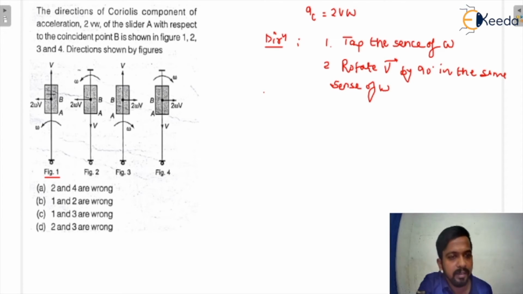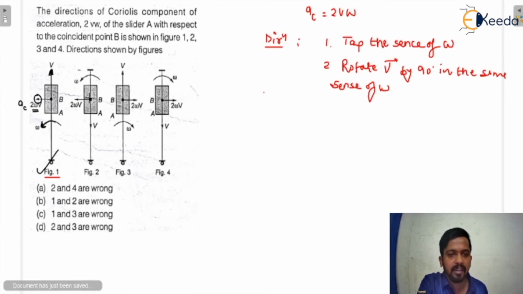In the first figure, the sliding velocity is in the upward direction. We first check the sense of omega. Omega is in the anti-clockwise direction, so we have to rotate the v vector by 90 degrees in the same sense of omega. The Coriolis acceleration is given in that direction, which means it is correct, because we got that direction. So that is the correct figure.